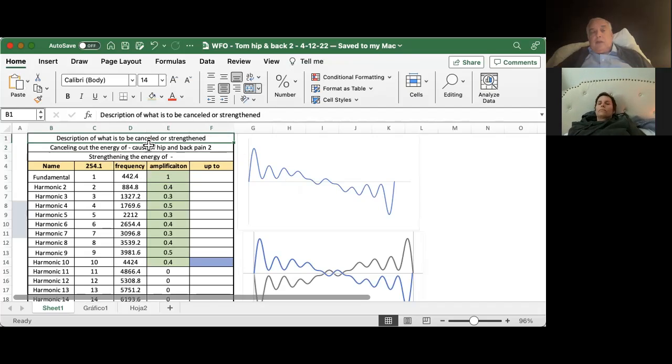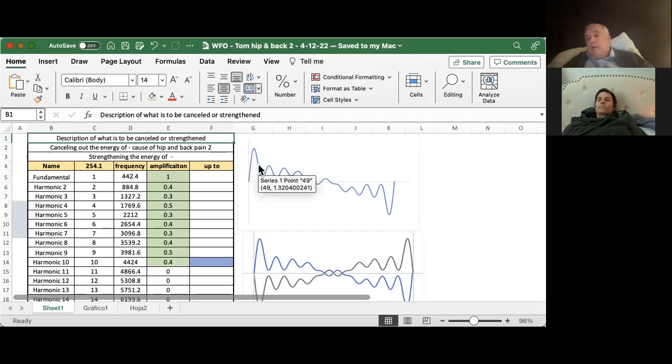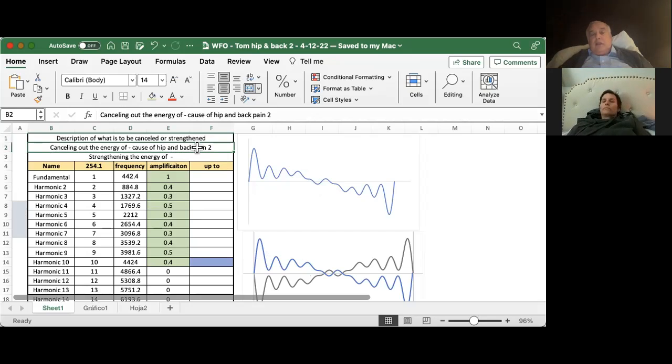So the way it works is very simple. We have these fields at the top, a description of what is to be canceled or strengthened, because we can either cancel or strengthen an energy. To cancel it, we do like on that first one where I showed the waves opposed to each other, and like the bottom one here where they're opposed to each other. If we were strengthening it, we would add them together and it would get the same waveform, but twice as strong. It would go up and just be stronger. So if we're canceling something, we put a verbal description of what we're canceling here. And this is the cause of the hip and the back pain.